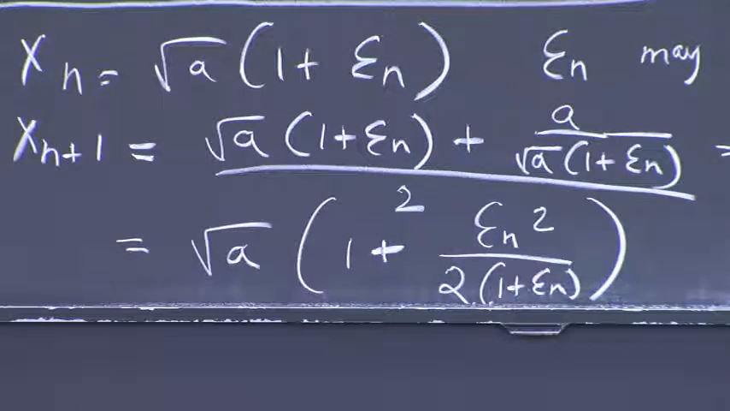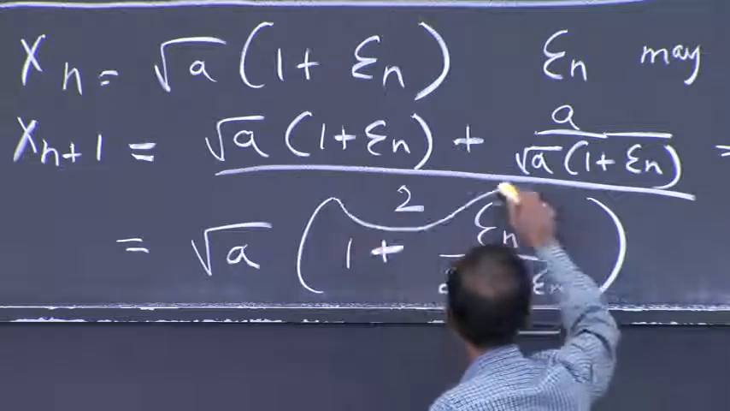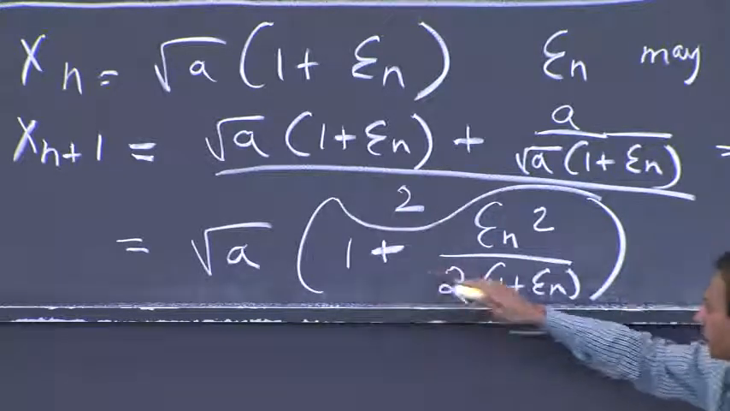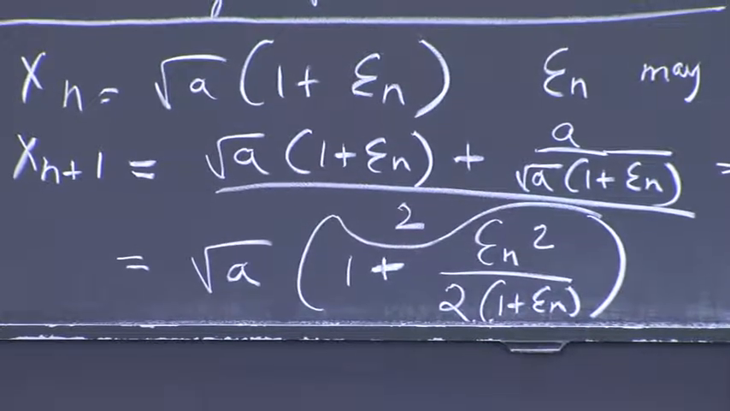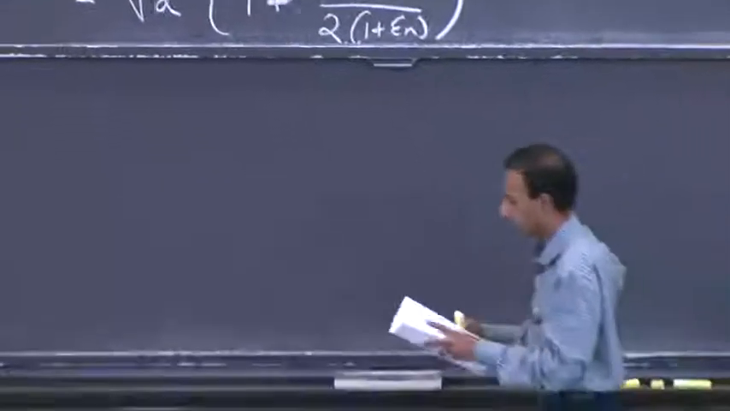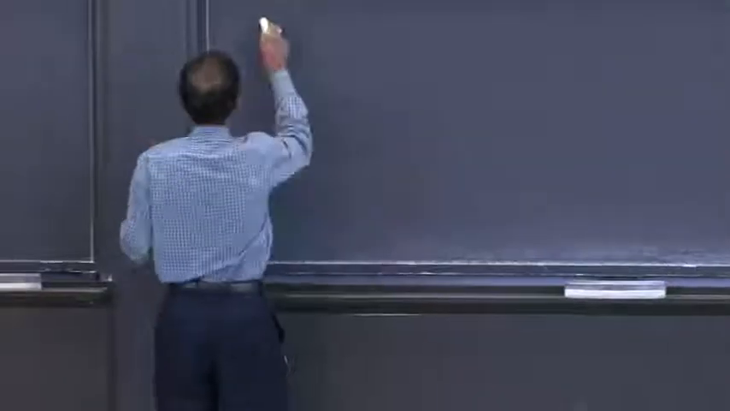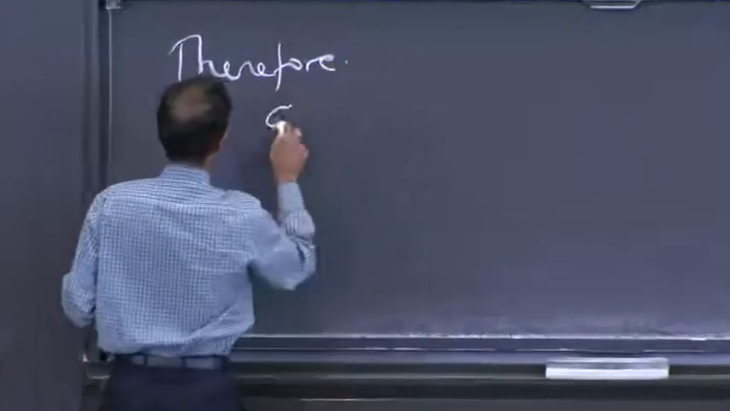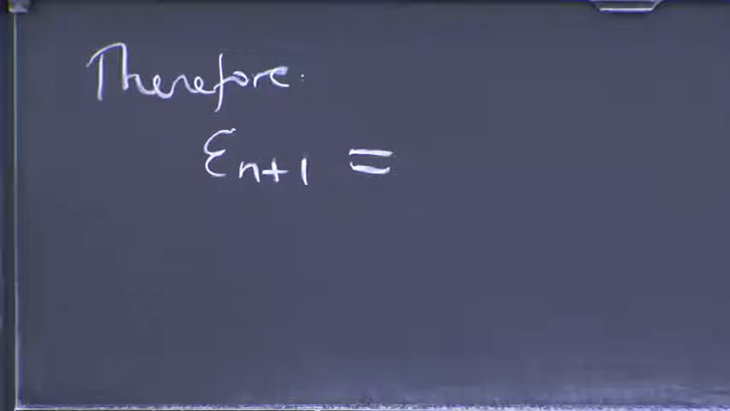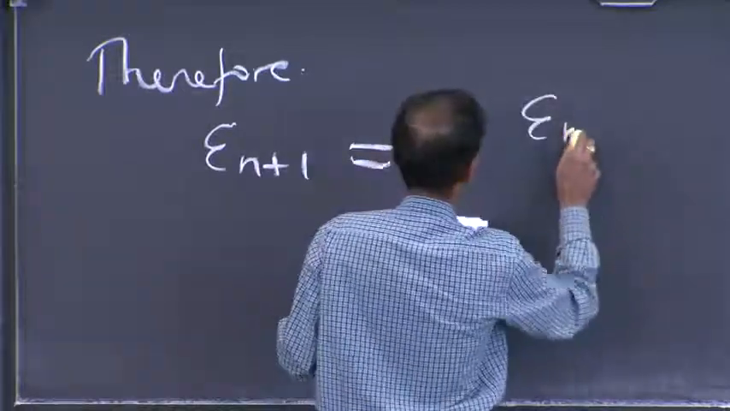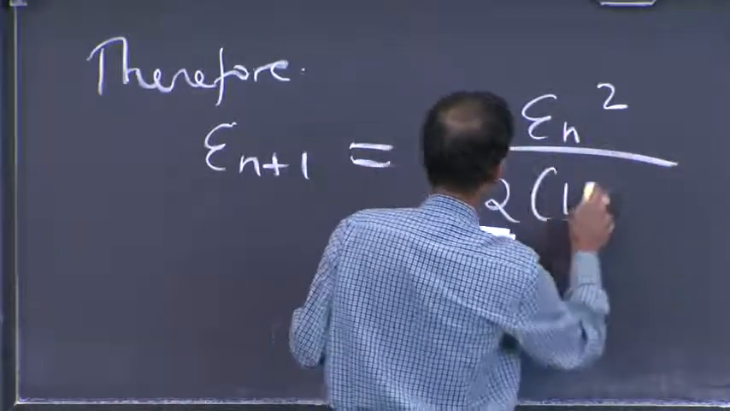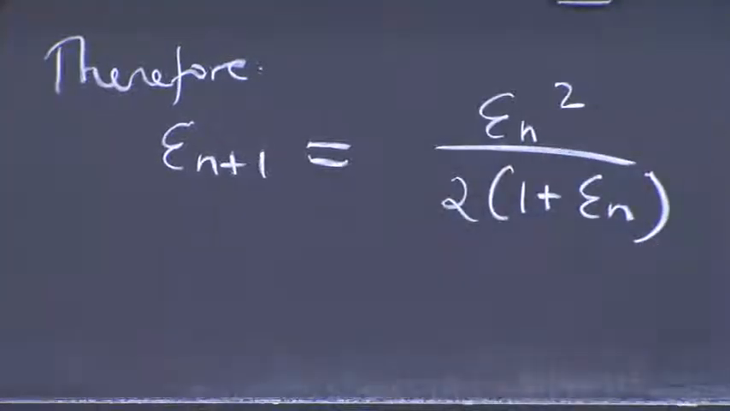Which is x_{n+1} is square root of a times (1 plus epsilon_n squared) divided by 2 times (1 plus epsilon_n) down at the bottom. Okay? So what do we have here in terms of the overall observation for epsilon_{n+1}, which is the error in the n+1th iteration, given that you have an epsilon_n error in the nth iteration, you have a relationship like so, where epsilon_{n+1} is related to epsilon_n whole square.